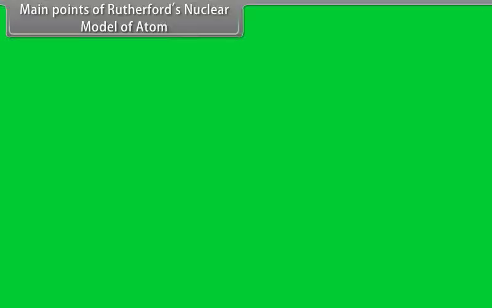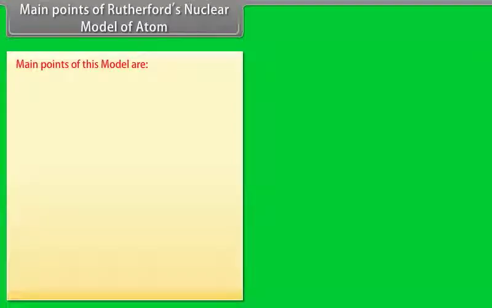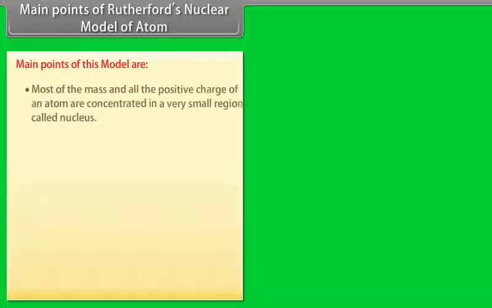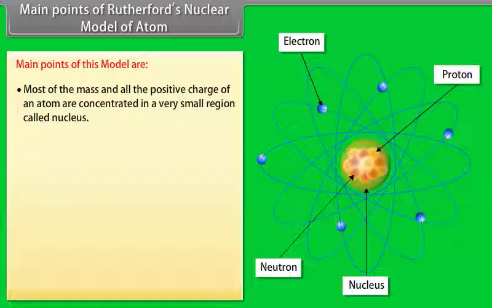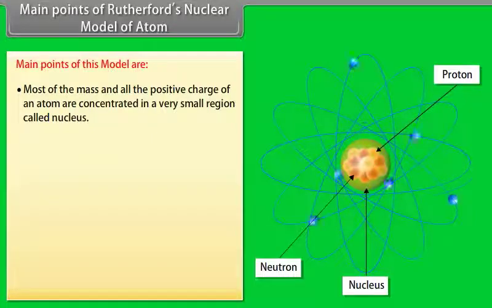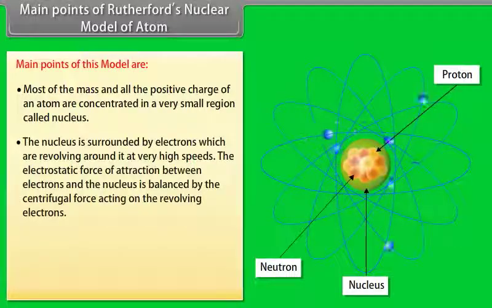Main points of Rutherford's nuclear model of atom. Main points of this model are: Number 1. Most of the mass and all the positive charge of an atom are concentrated in a very small region called nucleus. Number 2. The nucleus is surrounded by electrons which are revolving around it at very high speeds.